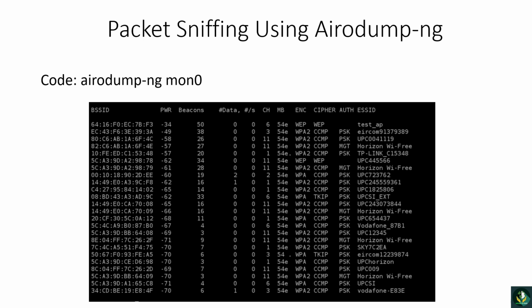So these are the MAC addresses of the access points, then ESSID. The power column is how far the access point is from our Wi-Fi card. So you can see BSSID, you can see power, you can see beacons, data, and authentication, and ESSID, all of this in here.